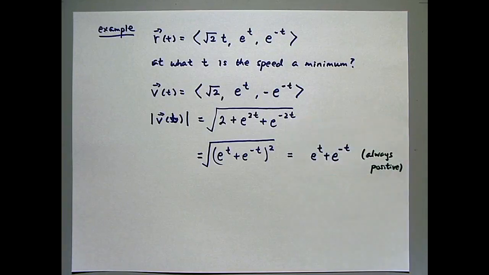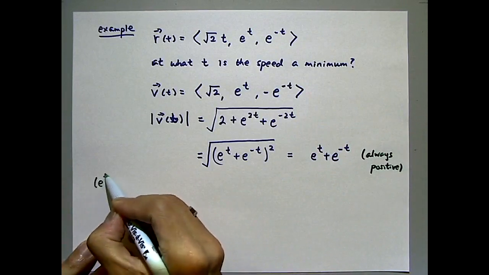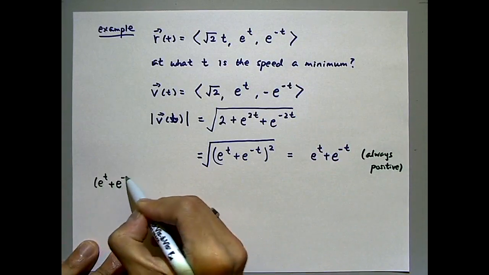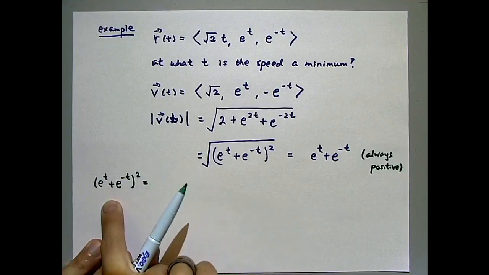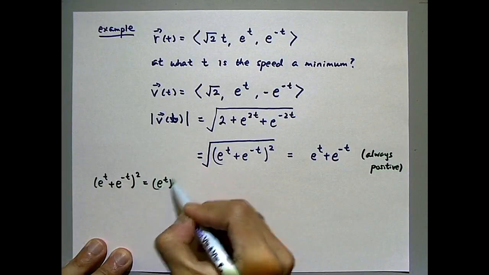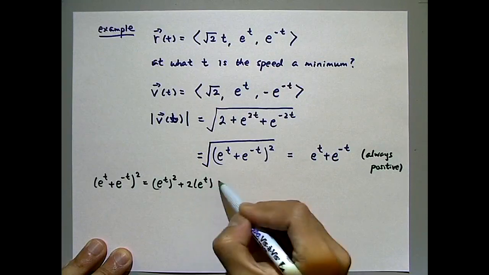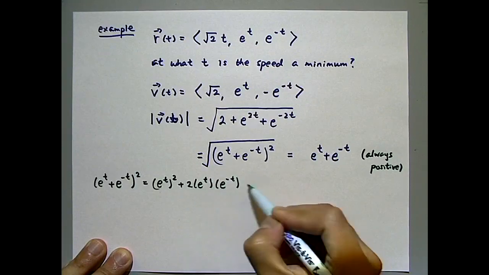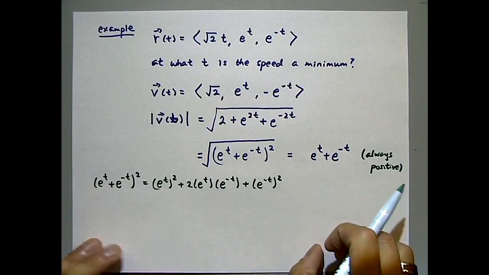Okay, so let's go backwards here with this thing. Let's look at this one. Let's work backwards. When I square a plus b, squared is a squared plus 2ab plus b squared. Right?